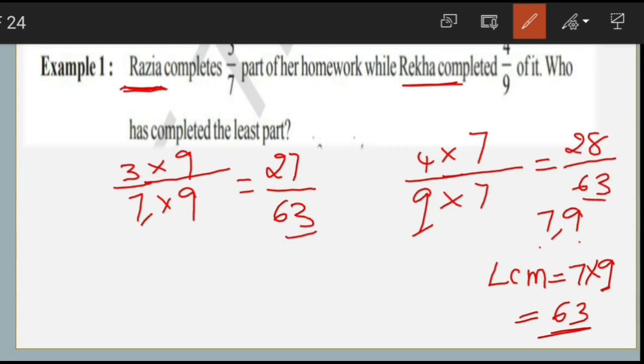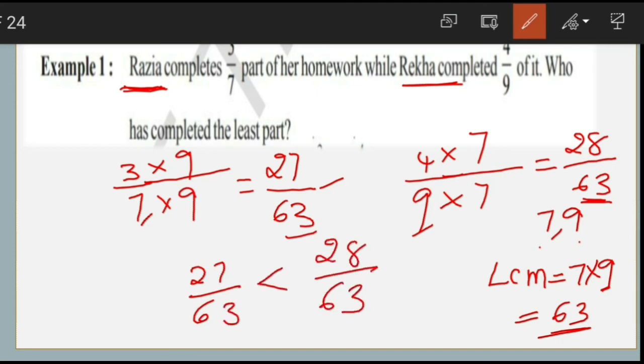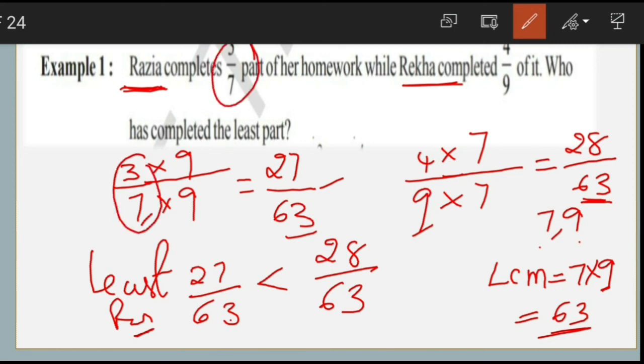And now denominators are same, 63, 63. So compare that, which one is bigger? We know that 27 by 63 is smaller than 28 by 63. That is, this is least number or least part, which is nothing but 3 by 7. So 3 by 7 is least part. That means Razia completed least part and Rekha completed most part.